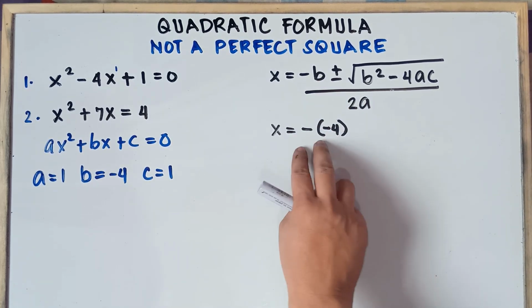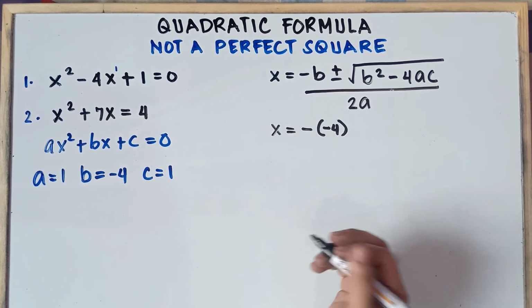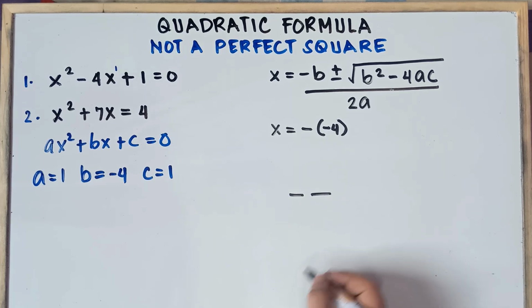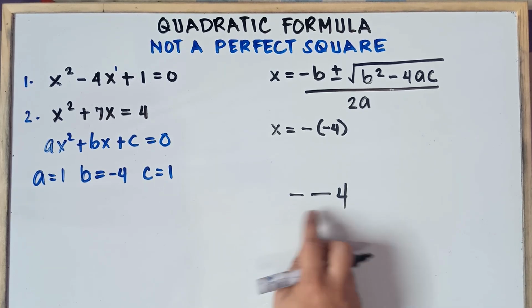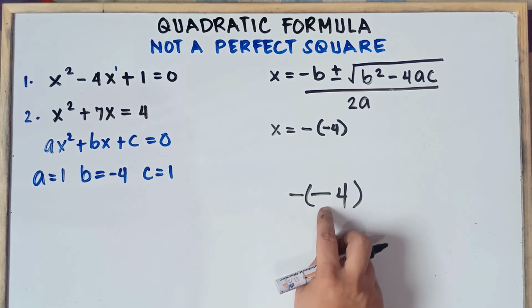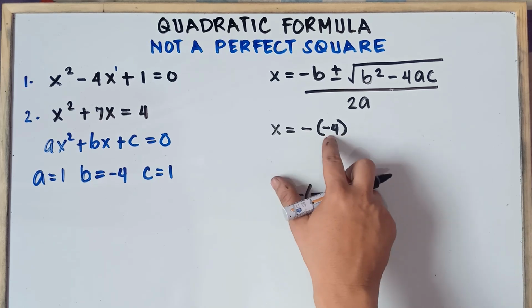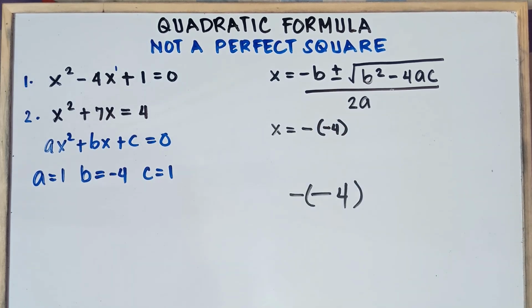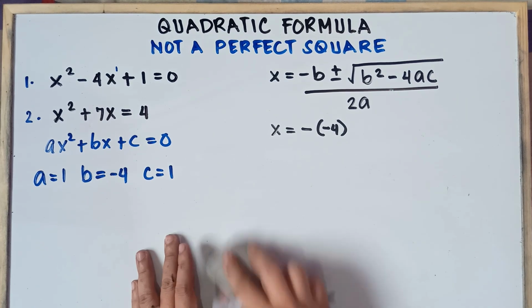Question: sir, why do we need to put parentheses? Because we're not allowed to have two signs close to each other. We need to put parentheses because we need to multiply the signs, and this will be negative times negative. It will be positive. So I hope you get this one, class.